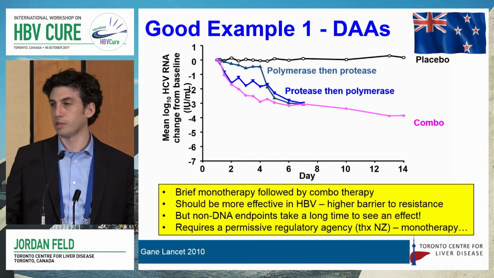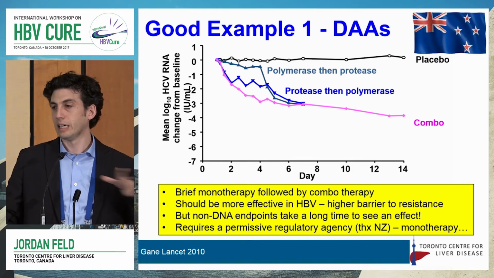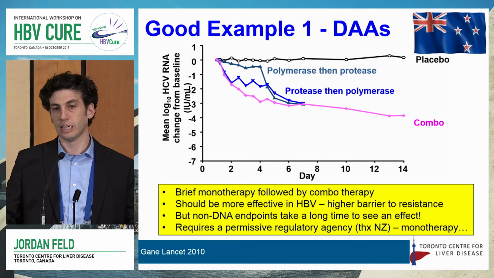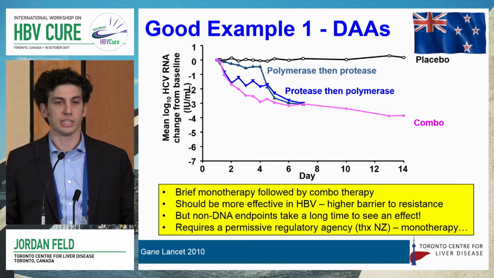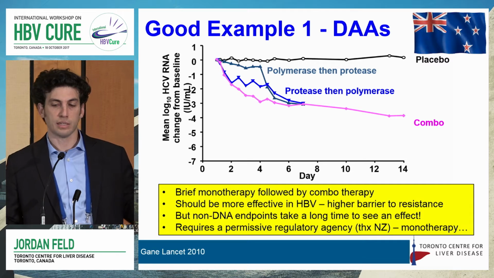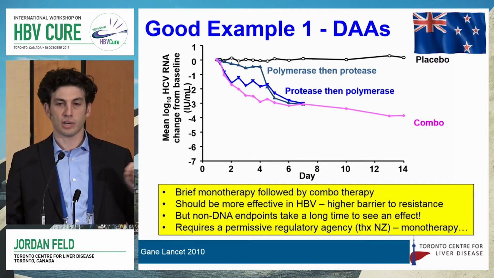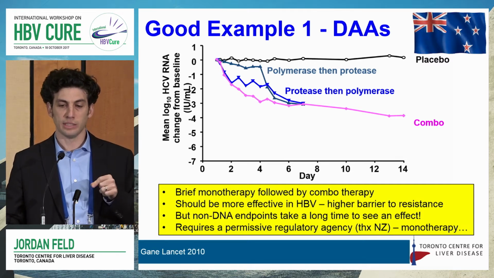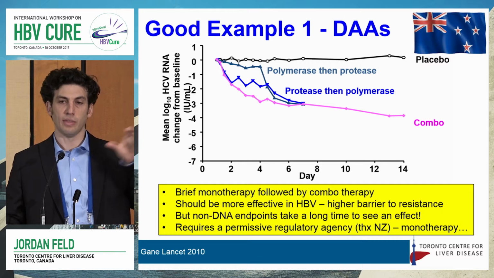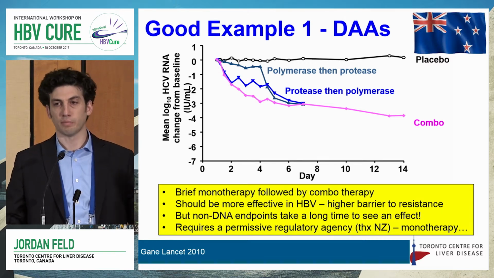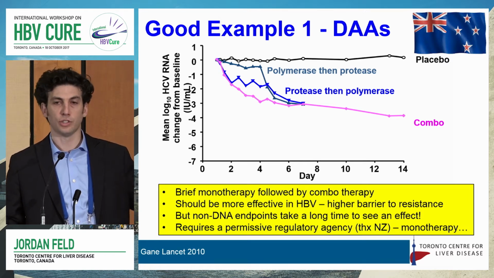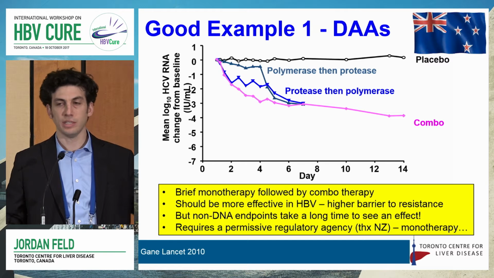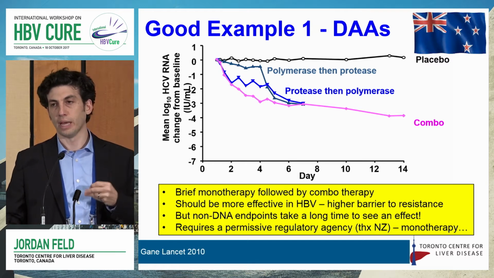One, because he's a good investigator, but also because the New Zealand regulatory environment is a little more liberal than the FDA and EMA, and they allowed him to do these, I think, very helpful studies where you see that what he did is combine different targets, a polymerase inhibitor and then a protease inhibitor, so it was brief monotherapy and then combination therapy in both directions. So first the polymerase, then the protease, first the protease, then the polymerase, or the combination from the start. And this is really helpful in showing the specific efficacy of each of the agents and the benefit of combining them.